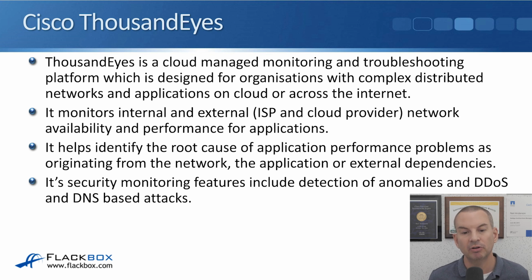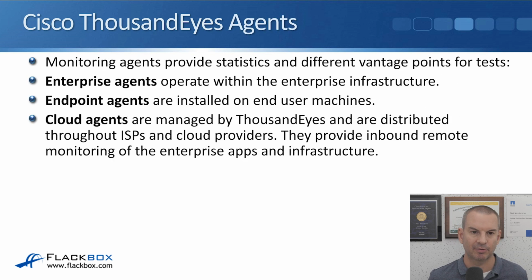Its security monitoring features include detection of anomalies, distributed denial of service, and DNS-based attacks. Monitoring agents provide statistics and different vantage points for tests. So the agents are installed on your network infrastructure devices and your endpoints. So the different types of agents are enterprise agents, operate within the enterprise infrastructure. So they are installed on your switches and your routers.